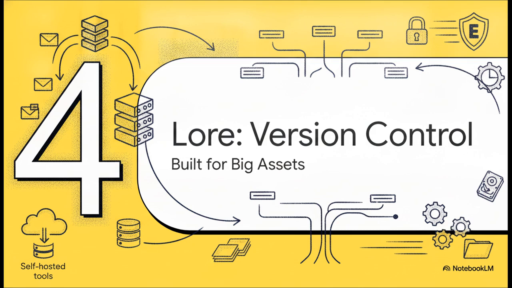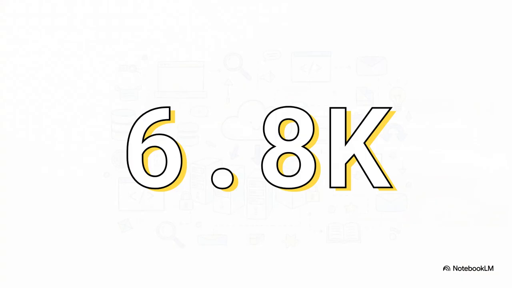Okay, so we've solved the AI pricing problem. Now, what about our data? Let's pivot our spotlight to Section 4, Lore, Version Control Evolved. Built for massive assets, this is Epic Games' answer to the massive friction of managing huge binary files. Just to instantly establish some credibility here, Lore has already snagged roughly 6.8 thousand stars on GitHub.